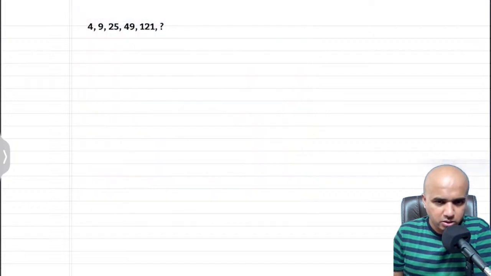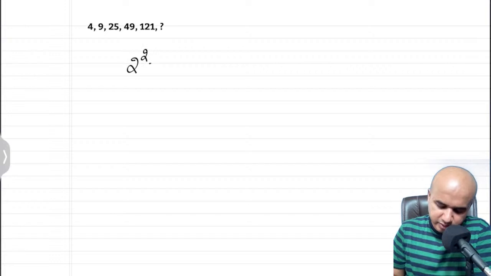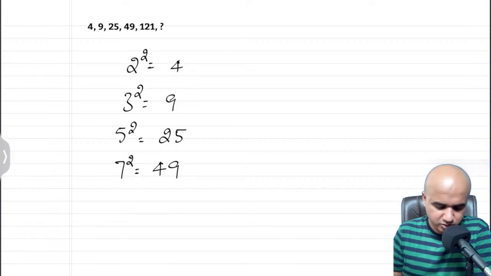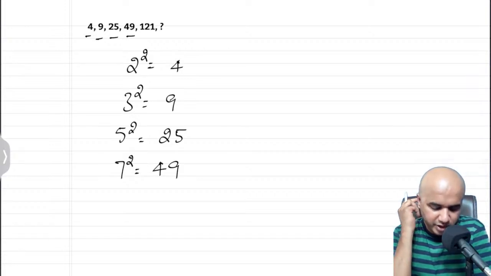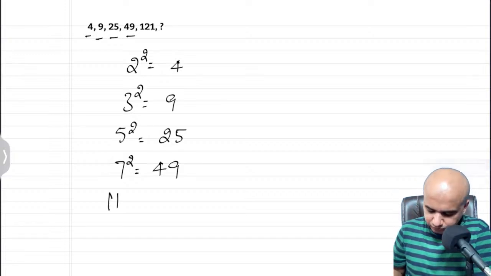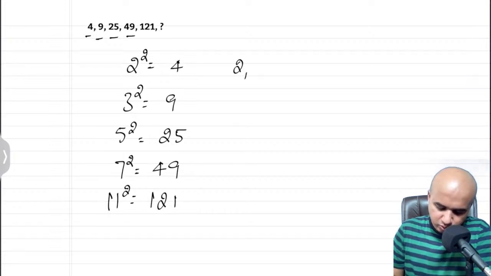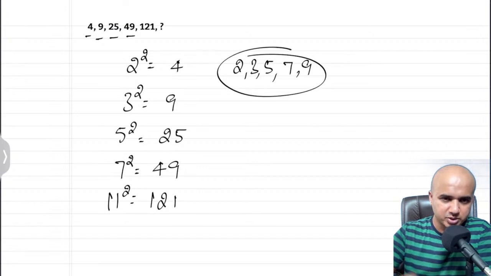So, okay, what we can do is, we can say 2 squared equals 4. 3 squared equals 9. 5 squared equals 25. 7 squared equals 49. So far so good, because 2, 3, 5, 7 is all covered. Then 121 is not 9 squared, but instead 11 squared is 121. Now what is the connection between these numbers? 2, 3, 5, 7 and 11. Because it's not all just even numbers or odd numbers, because we have 2 as well.